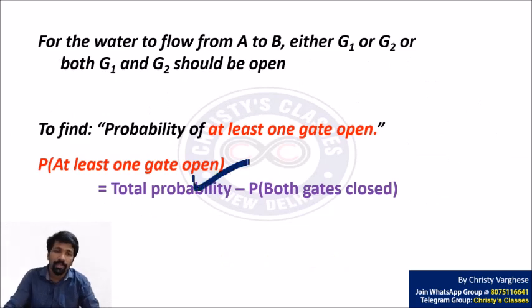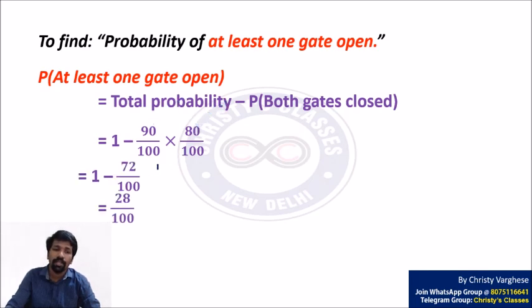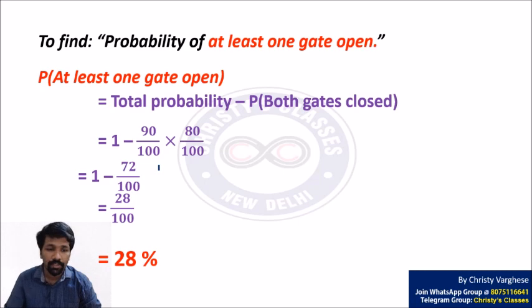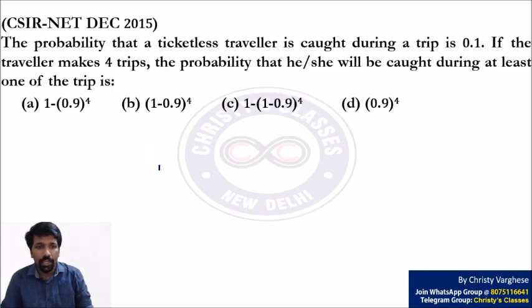Total probability minus both gates closed probability. That means both gates closed means this is a probability. Subtracting, you will get 28%. We will discuss another question which came in December 2015 CSIR-NET exam.